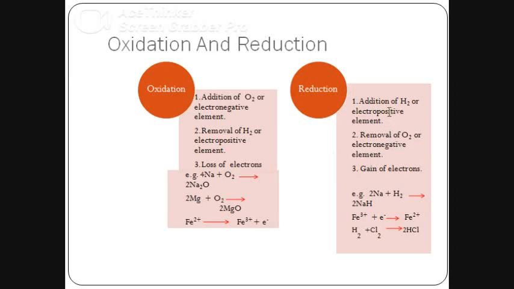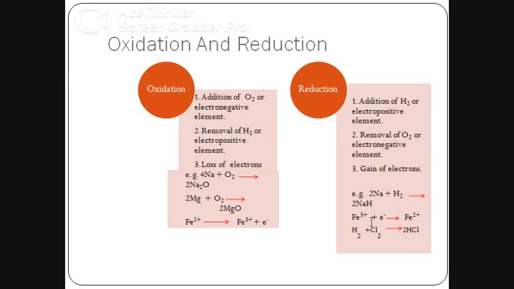Whereas reduction involves addition of hydrogen or electropositive element. It is opposite to that of oxidation. Then the second point, removal of oxygen or electronegative element, opposite to the first point of oxidation. Gain of electrons is just opposite to the loss of electrons. Now the examples. Here hydrogen is added to sodium to form sodium hydride, that is addition of hydrogen or electropositive element. Here hydrogen is more electropositive as compared to sodium on the basis of reactivity.